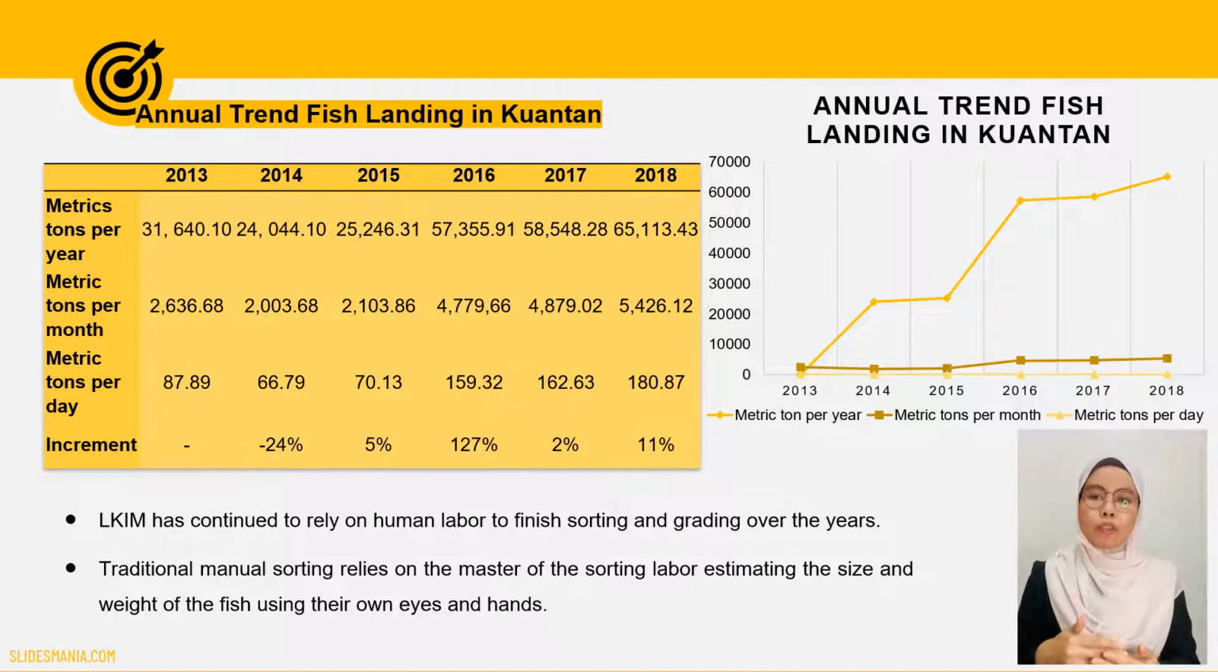LKIM has continued to rely on human labor to finish the sorting and grading over the years. Traditional manual sorting relies mostly on the mastery of the sorting labor by evaluating the size and weight of the fish based on their own eyes and hand feeling. It is clear that a competent fish landing jetty sorting system will ensure that the handling process runs well and contribute to Malaysian fisheries growth.